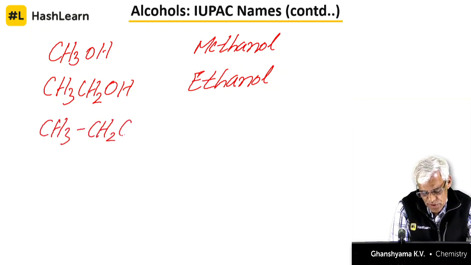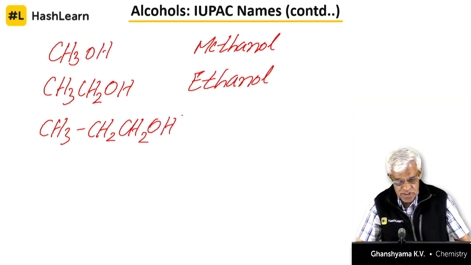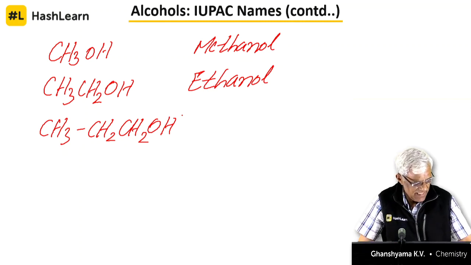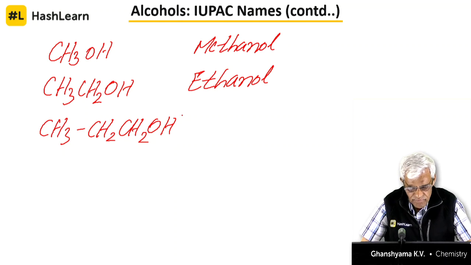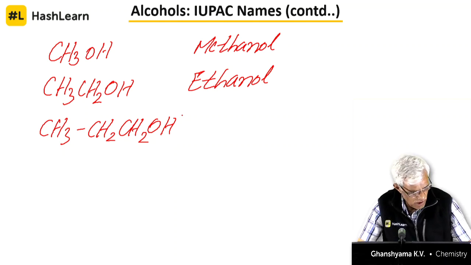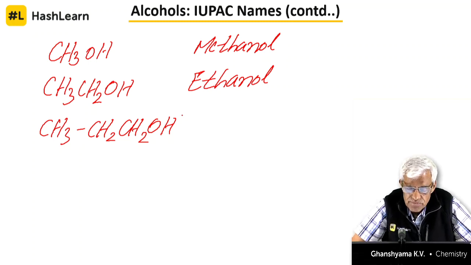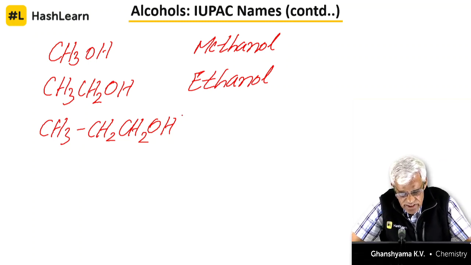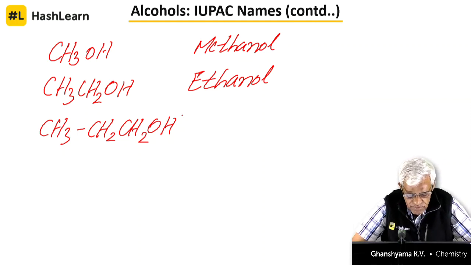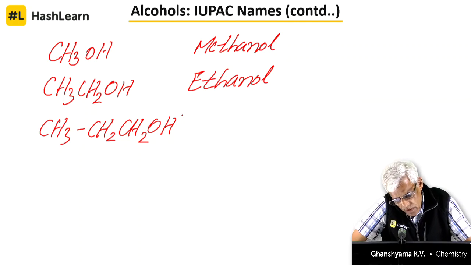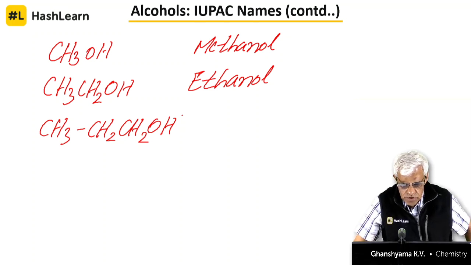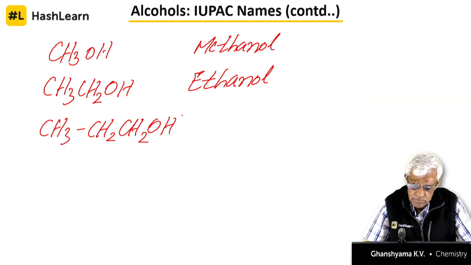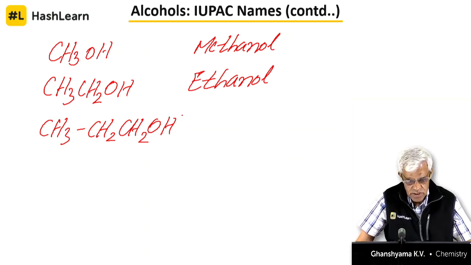CH3CH2CH2OH. Now, what's the name of this compound? We will come to the Lucas test at the time of the properties. Lucas reagent is anhydrous zinc chloride with HCl, where tertiary gives turbidity, secondary gives turbidity later. We shall see all those at the time of studying the properties. Now, I am restricting myself to the IUPAC names of these.